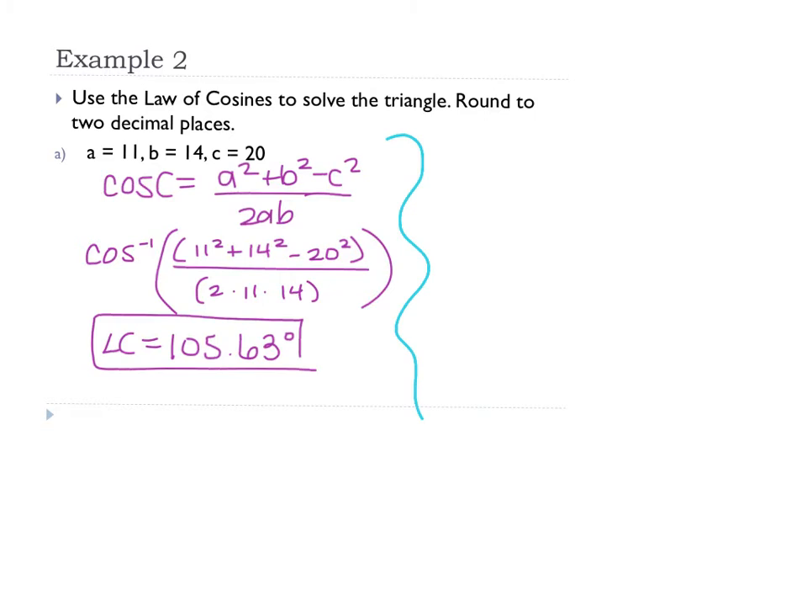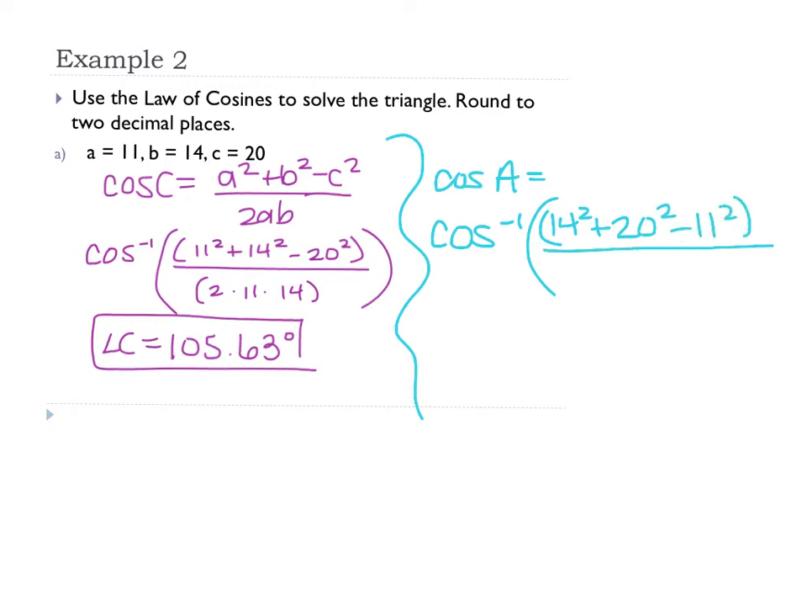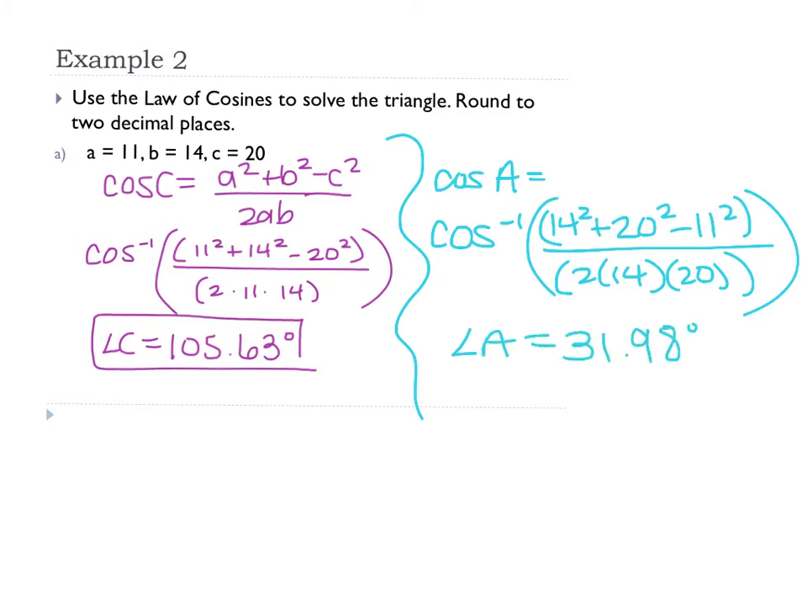So if I want to do law of cosines, I would do cosine. Let's say I'm going to solve for A this time. So I get cosine -1 of A, which would be B squared, which is 14 squared, plus C squared, 20 squared, minus A squared, 11 squared, divided by 2 times 14 times 20. And I get angle A is 31.98 degrees. And then for angle B, all I have to do is subtract those from 180.